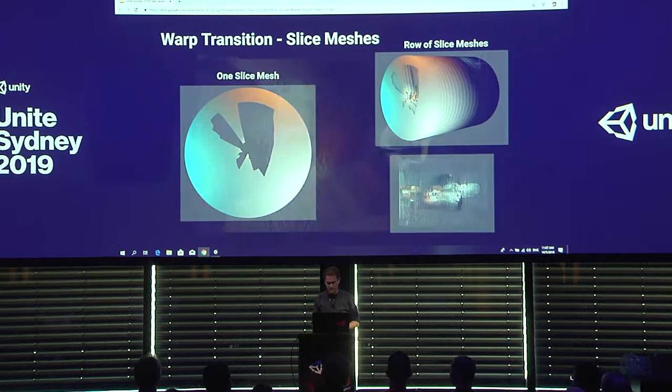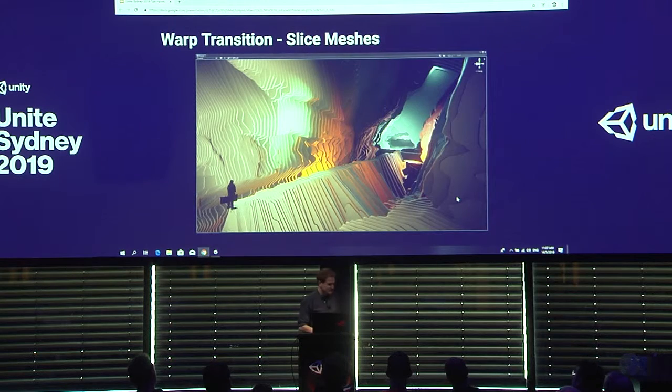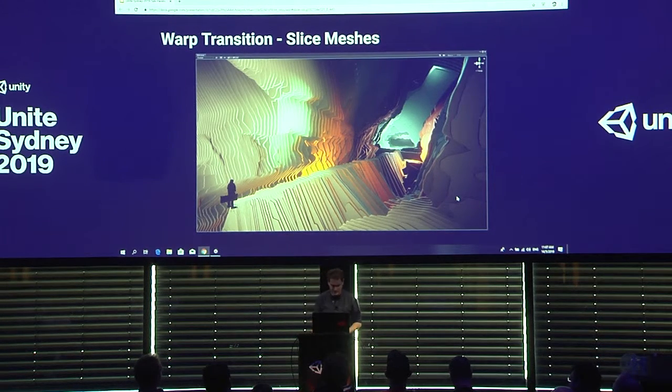But then the next question was, okay, we have this one slice, and we have this corridor of slices. How do we get that data to actually tell it to look like a corridor and then a cave, and translate between them? We know we want to use shaders, because shaders are very powerful when you feed them data to do different things. So how can we get that?